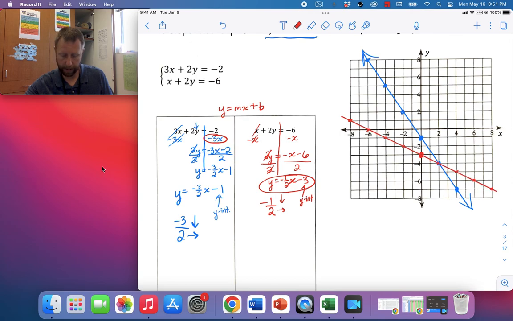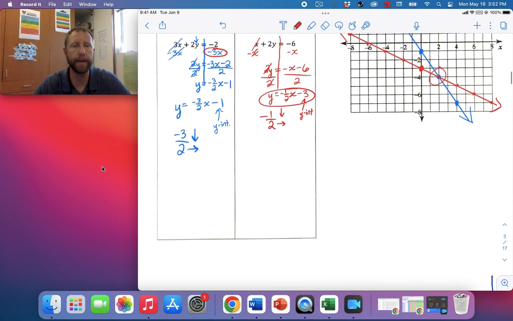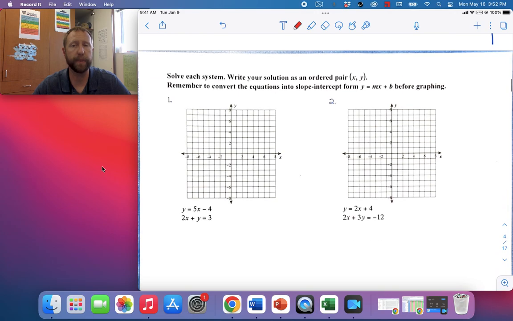but it also gets me my solution, because now I can see the two lines cross right there. But actually write your answer. Okay, that's important. Don't forget to actually write your answer. Your answer is that ordered pair, which is right at (2, negative 4). And that's my solution.